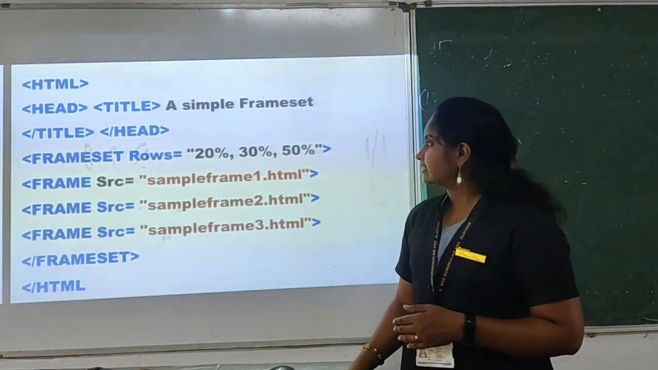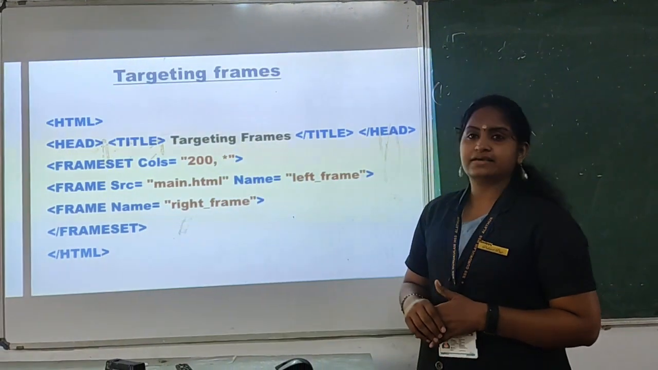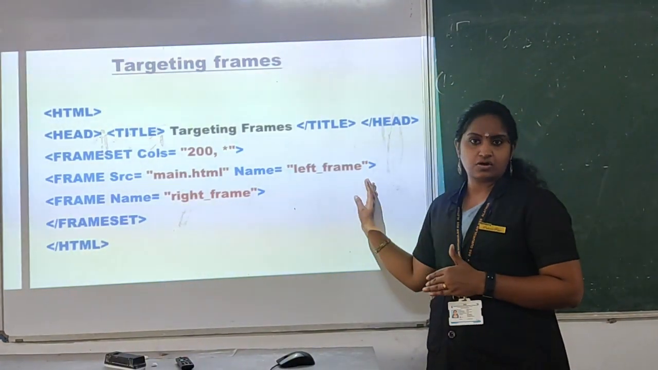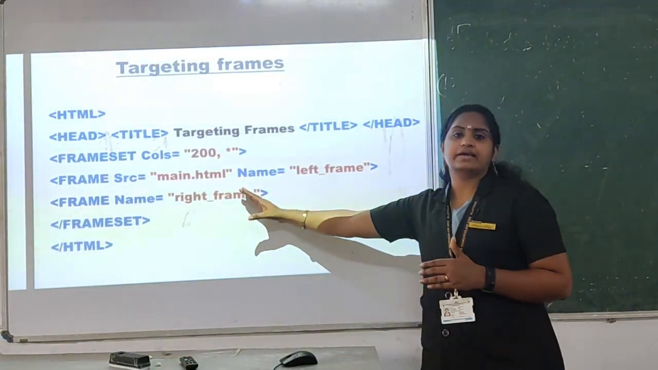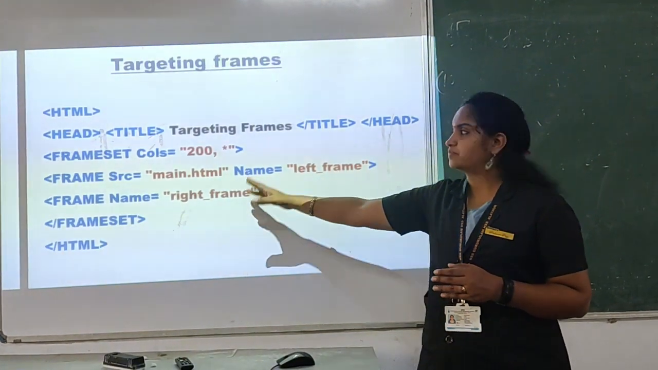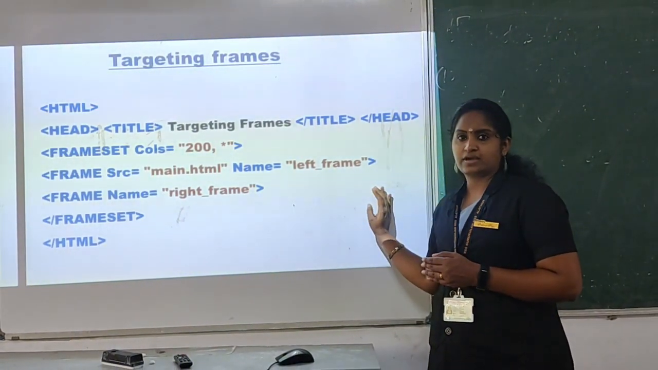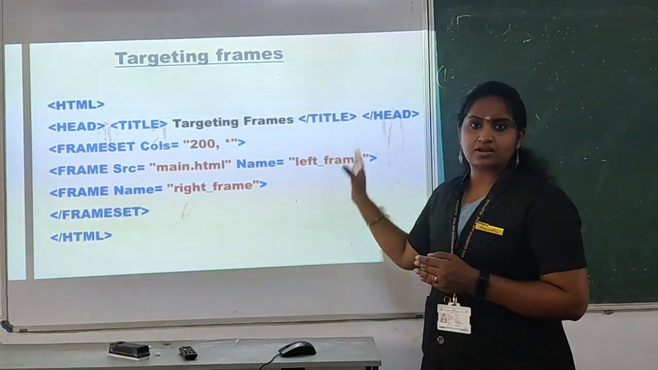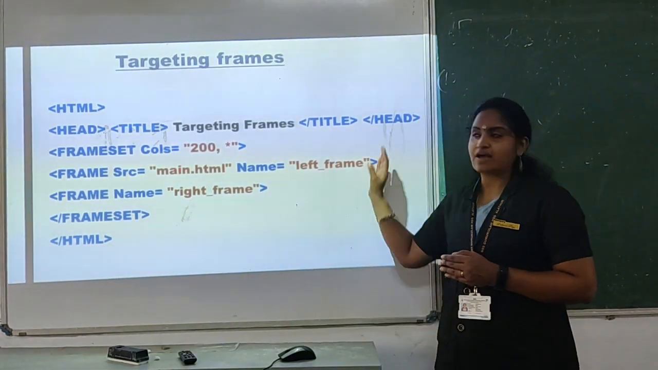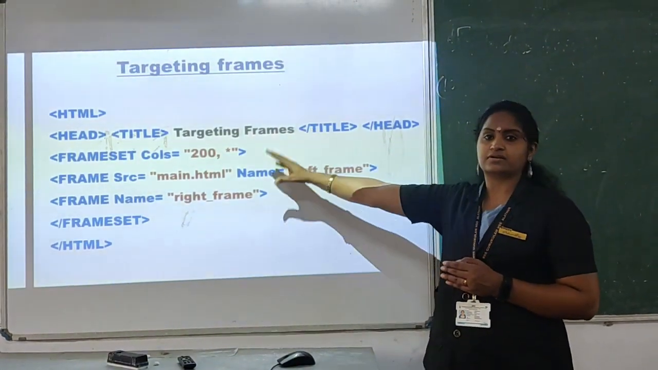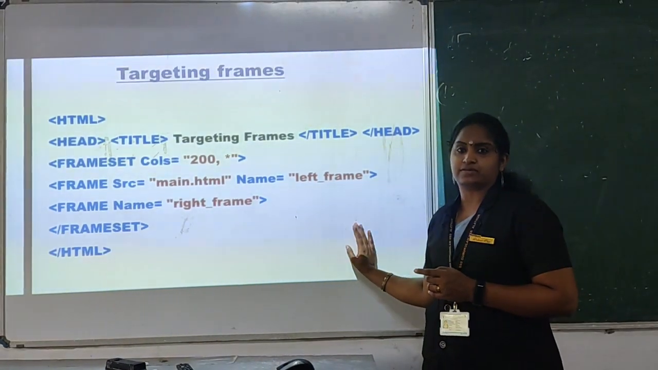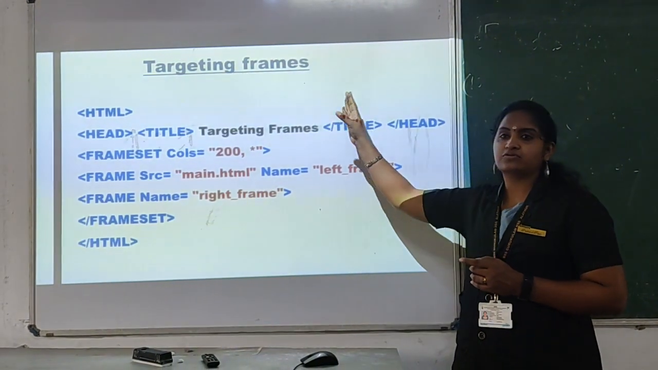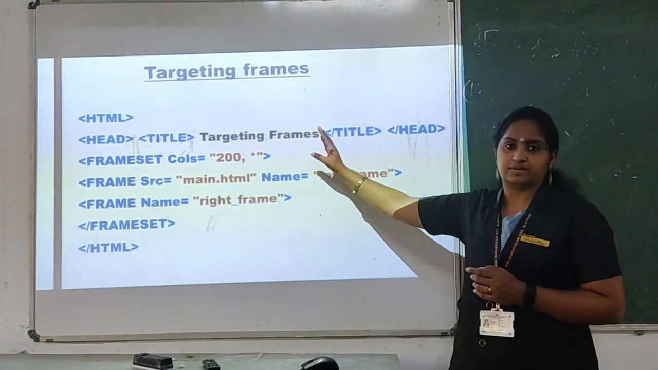Okay. And the next one is targeting the frames. That means if you are dividing the content into left and right, and you click a link in the left frame, the content will be displayed in the right frame. Like in a Wikipedia page, or in Gmail, you have the options home, profile. After clicking that, it will be displayed in the same web page, on the right side or left side. So the technique we use to represent that is targeting frames.